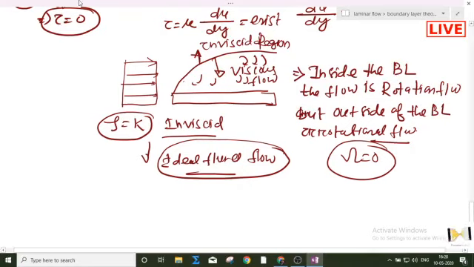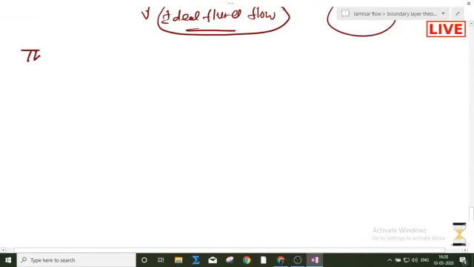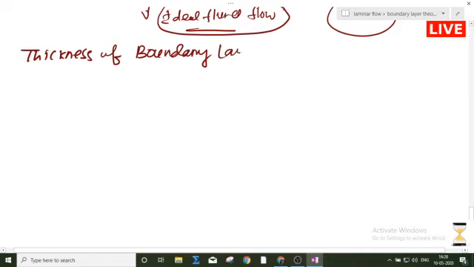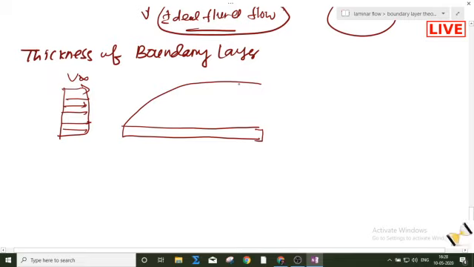Now we understood about the boundary layer. Now we have to find out what is the thickness of the boundary layer. Try to understand. This is my plate, a solid surface. This is the free stream velocity, which will come in contact with this solid surface. When it is in contact, a boundary layer will be formed.